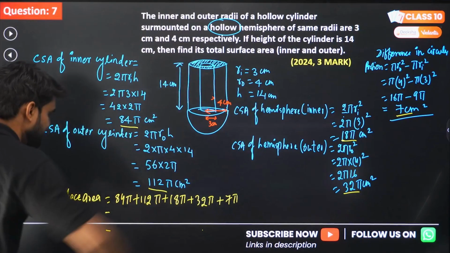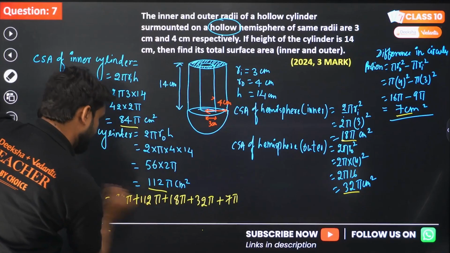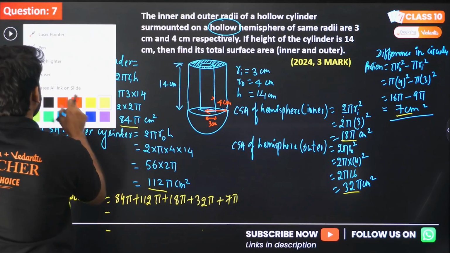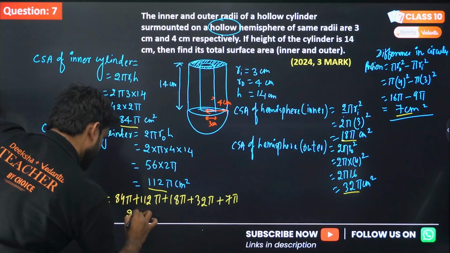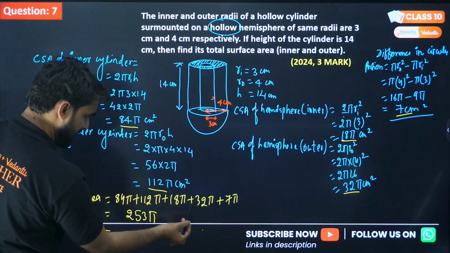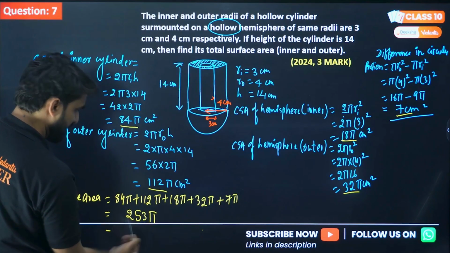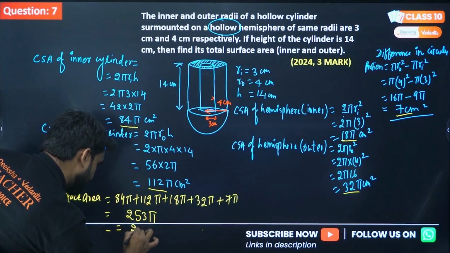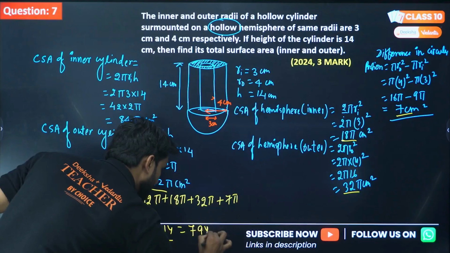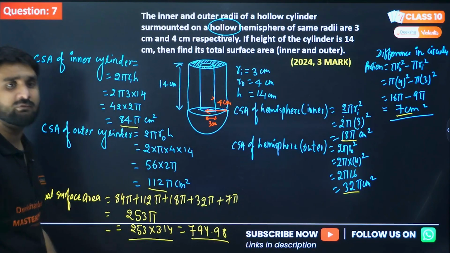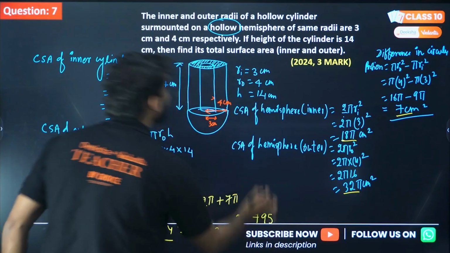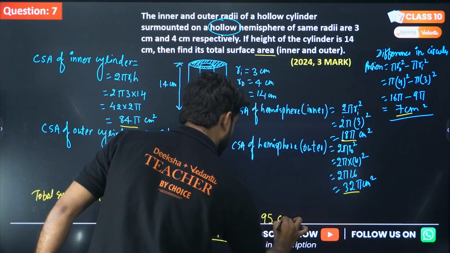Okay, so what we can do here is add 84 pi plus 112 pi. What will be the result here? On adding these, you will be getting 253 pi. Check it once here. On putting the value of pi, 253 into 3.14, you will be getting 794.98 something, which is approximately equal to 795. So the answer will be 795, and we are finding area, so the unit will be centimeter square.